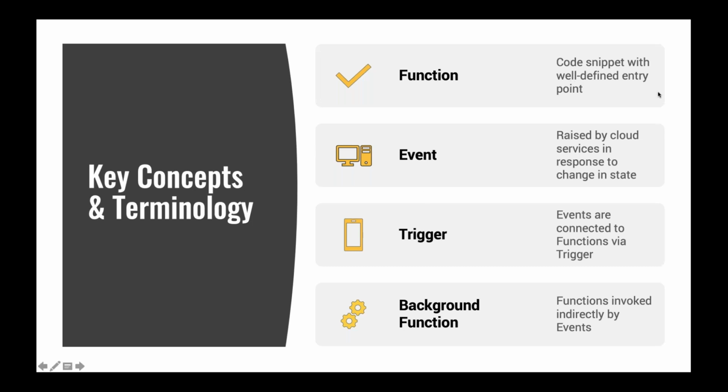And then you need to understand events. Events are raised by external cloud services in response to a change in state. For example, adding a new object to the storage bucket, creating a new message in the queue, or modifying a row in the database. All of them result in a change of state, and a change of state raises an event. And events are independent of functions.